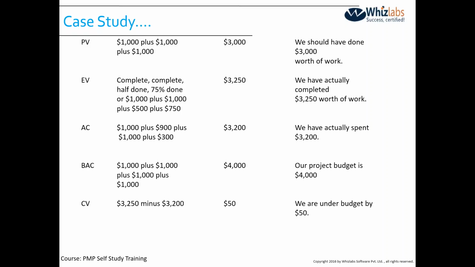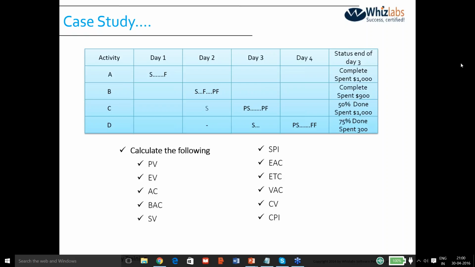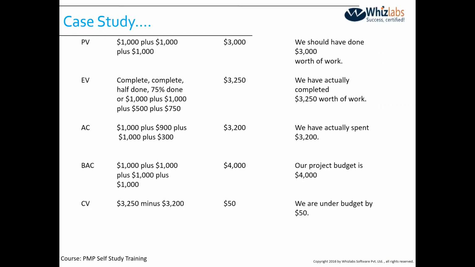So the planned value is $3,000, and the earned value is 1,000 plus 1,000 plus 500 plus $750. Once again, I'll go back to the previous slide. As you can see, 1,000, 1,000, 500 and 750. Okay, and that comes to 3,250.